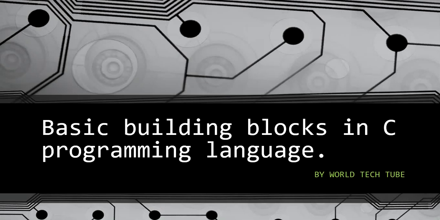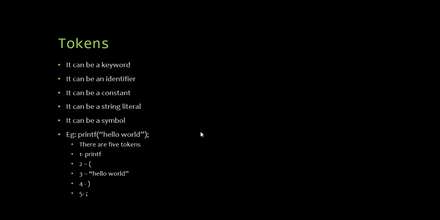Now let us try to learn what are the basic building blocks in C programming language. The first one is the tokens. A token can be a keyword, an identifier, a constant, a string literal, or a symbol. For example, if we have the statement printf("hello world"); ending with a semicolon, then you have 5 tokens. The first one is printf, the second one is the opening bracket, the third one is the string literal, the fourth one is the closing bracket, and the fifth one is the semicolon.